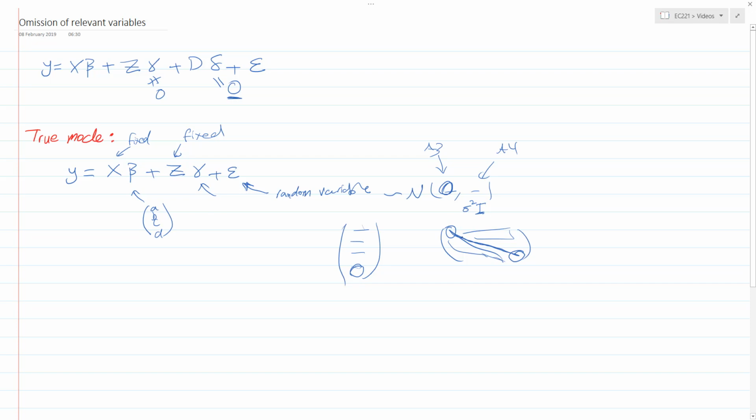Okay, that aside, let's just erase all of that. So it's normally distributed with a mean of 0 and a variance of sigma squared I. So this is the true model. Well, let's talk about y as well. It's also a vector, and because it is a linear combination of a random variable, which is epsilon, it is also a random variable.